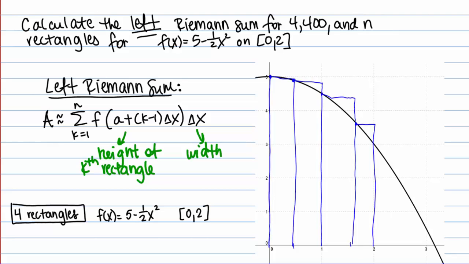Let's practice finding left-hand Riemann sums. So the directions here say to calculate the left Riemann sum for n rectangles for f of x equals 5 minus 1/2 x squared on the interval from 0 to 2.